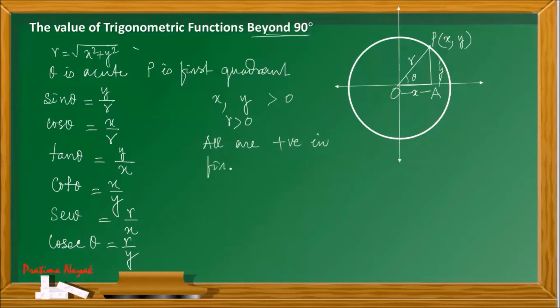This is what we learned in class 10. So we read all the values in the first quadrant, because when we are going beyond 90 degrees, first we should know the signs of these angles. All will be positive up to 90 degrees. First we are learning whether they will be positive or negative. So this is all about the first quadrant.